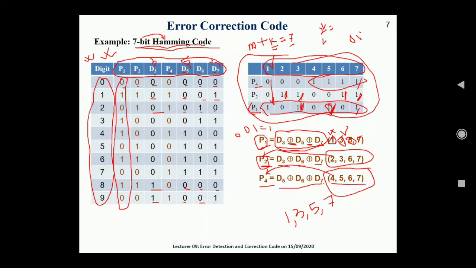Now, based on this particular formula, based on this particular rule, we can find P1. So at first, what happened? Just a minute.